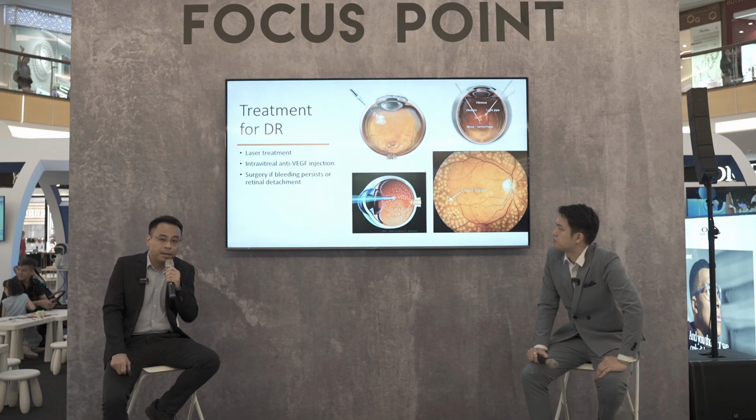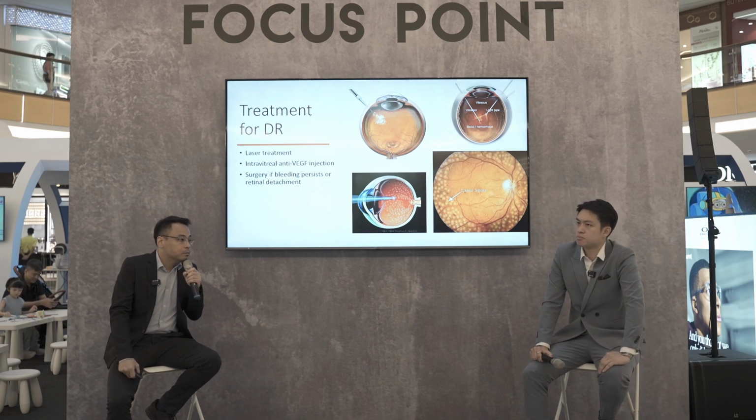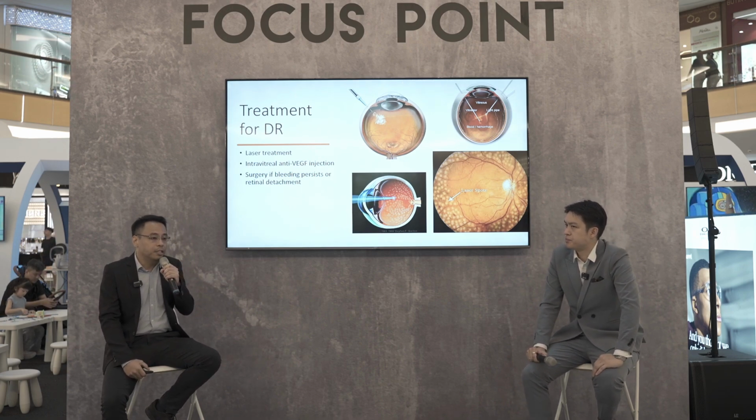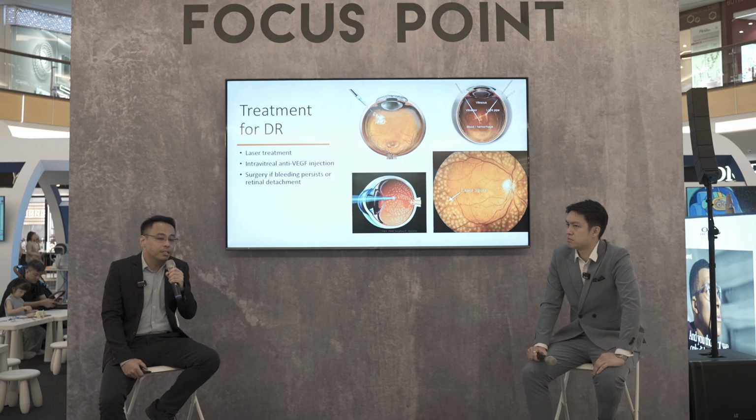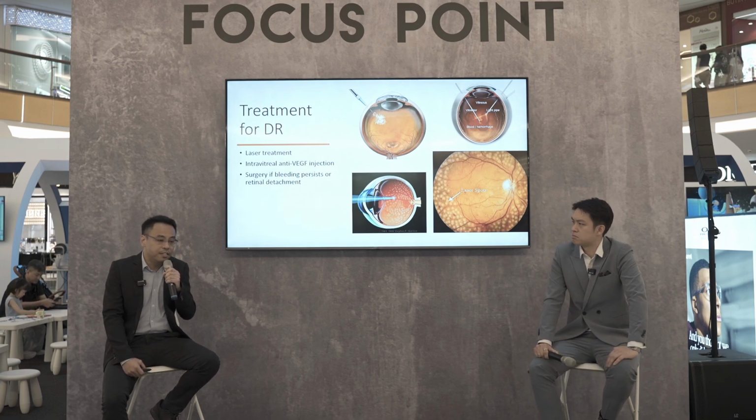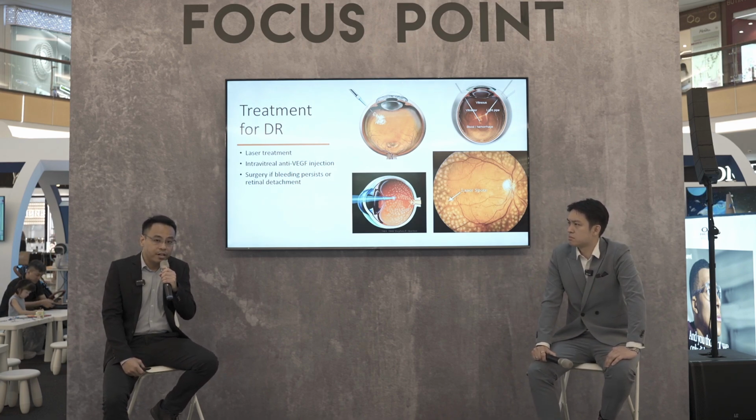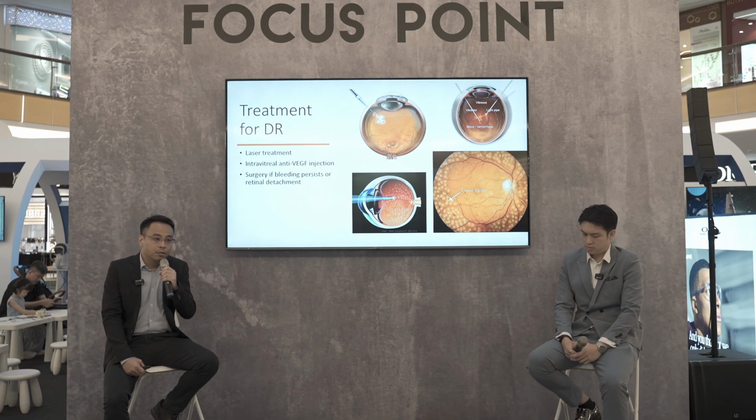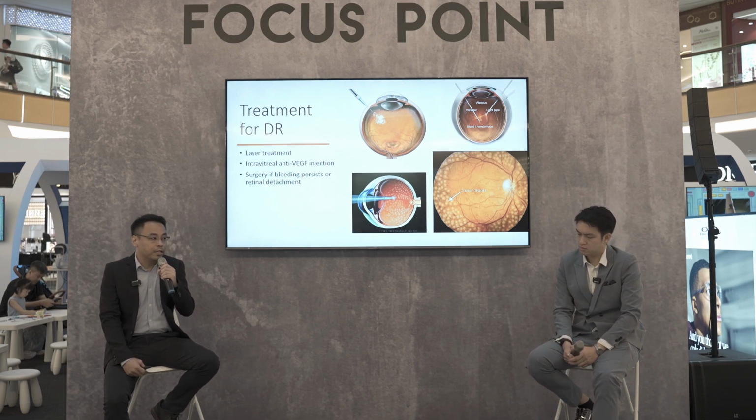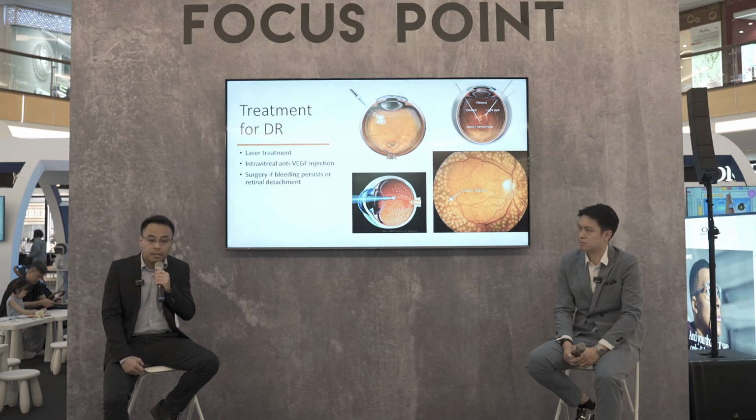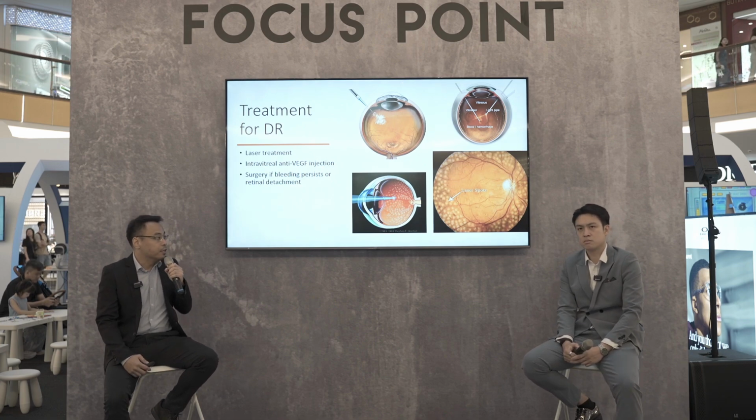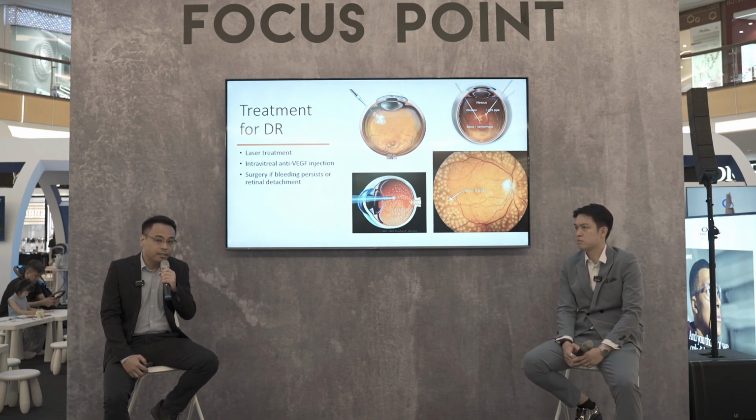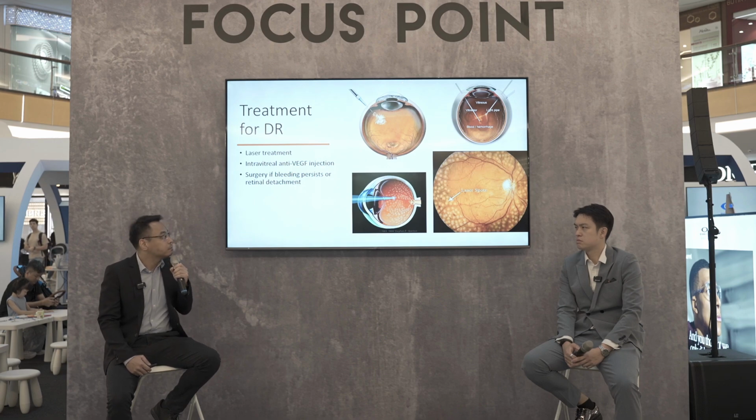So what are the treatments for diabetic retinopathy? The treatment for diabetic retinopathy involves laser treatment and intravitreal anti-VEGF injection, where we inject the drug directly into the eyeball to regress the new vessels to prevent further bleeding into the eye. However, if the bleeding persists or there is presence of retinal detachment, surgery may be required to clear the blood and reattach the retina.